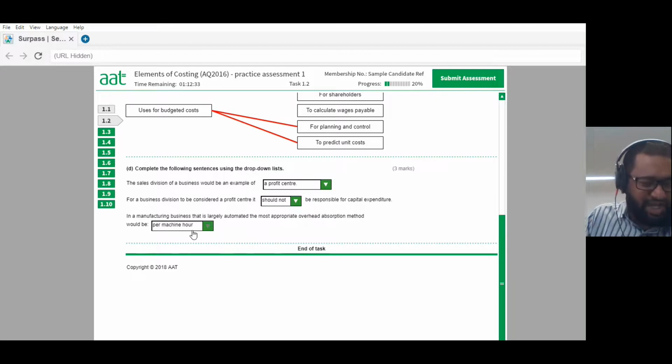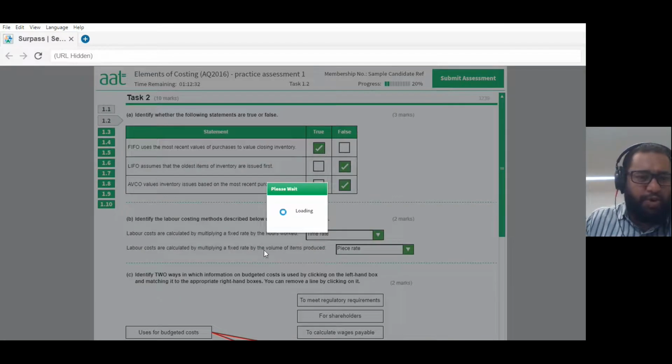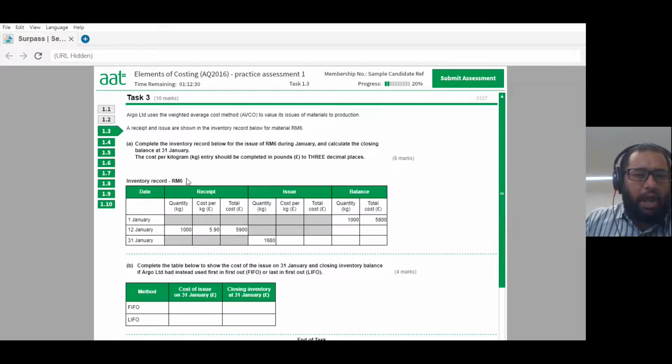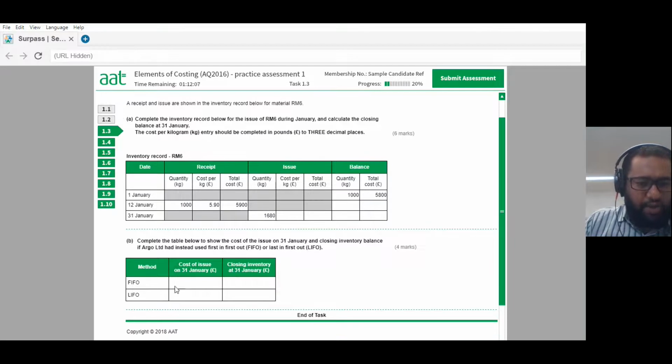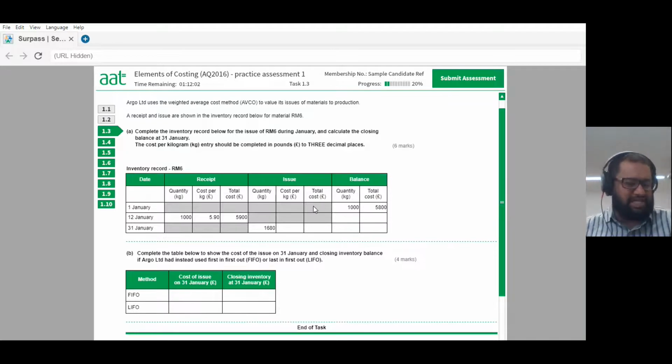So it would be per machine hours. Okay. Now let's move on to the next question. Now they have said here, Argo Limited uses the weighted average cost method, AVCO, to value its issues of material to production. A receipt and issue are in the inventory record below for material RM6. So we have to calculate this particular inventory record sheet, and then we also have to do these two calculations. Okay, but when it comes to AVCO, life is a bit easier. But I will show you how this is all calculated.